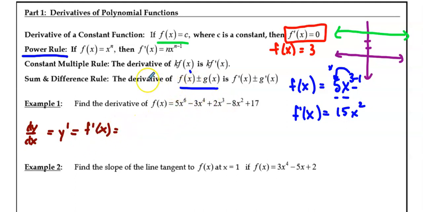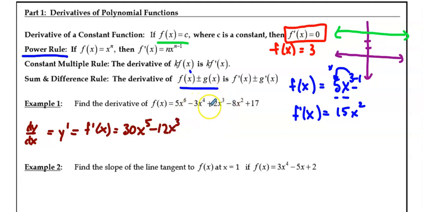So what the sum and difference rule basically means is that I can go ahead and just take this derivative independently. So I'm going to move the 6 down and multiply by 5. So I'm going to get 30. I'm going to go ahead and write the x, and I'm subtracting 1 from the power. So I'm going to get x to the 5. And then I can move to the next part and find the derivative of this. Well, the derivative of negative 3x to the fourth, I move the 4 down and multiply it by negative 3, and I get negative 12. I get x, and then again, I subtract 1 from the power. And ladies and gentlemen, it's just that simple.